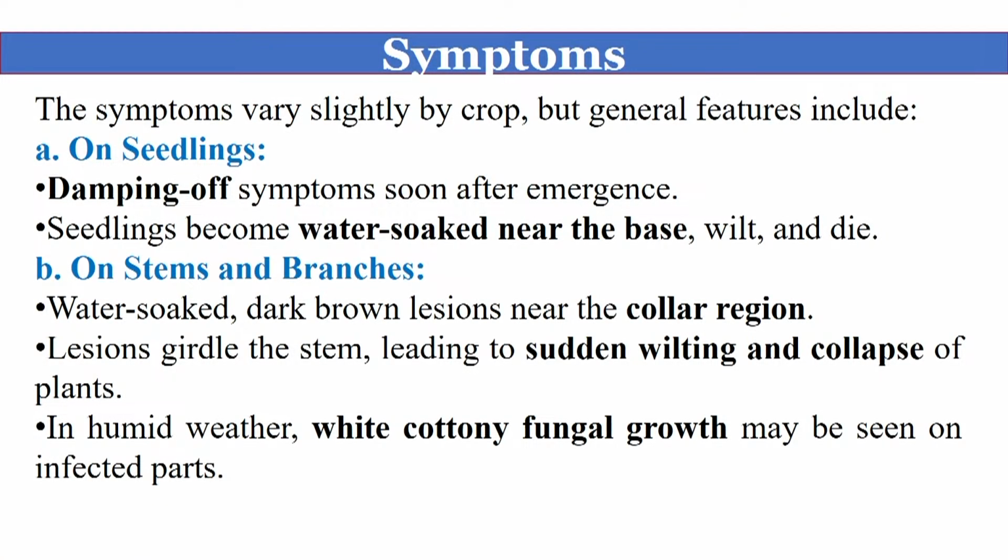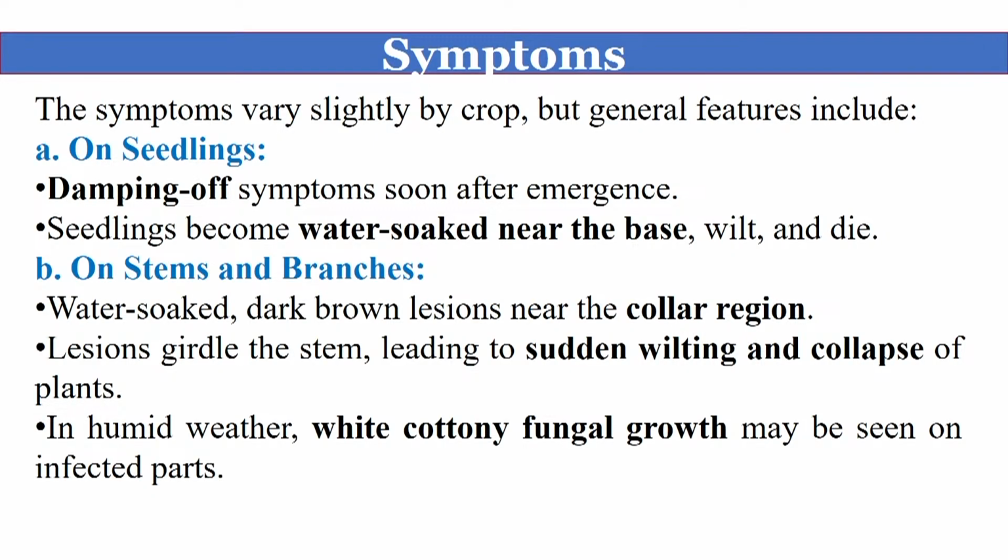Basically the symptoms of this pathogen vary slightly from crop to crop, but general features include, on seedlings, the first symptoms appearing as damping off soon after the emergence of the crop. Seedlings become water soaked near the base at the soil level, get wilted and die also. On the stem and branches, water-soaked dark brown lesions appear near the collar region, and the lesions girdle the stem, leading to sudden wilting and collapse of the plants.